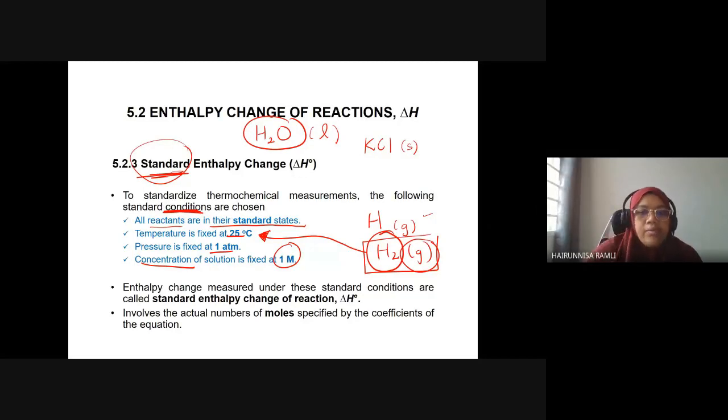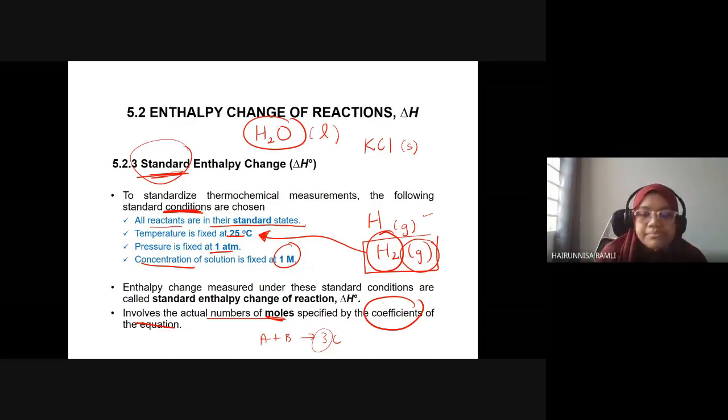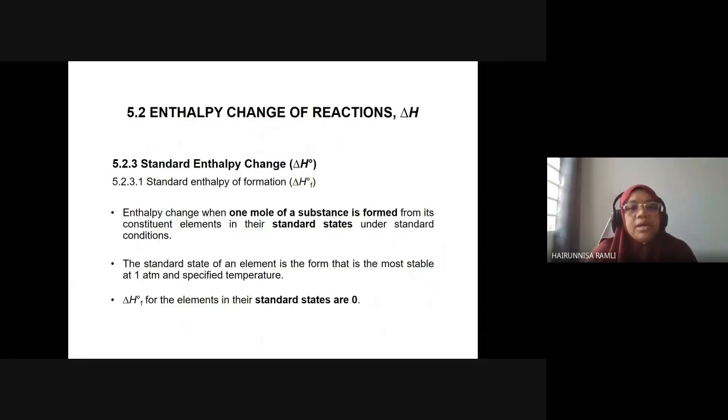Okay. And it will involve the actual number of moles specified by the coefficient in the equation. Oh, so coefficient of the equation. Maksudnya kalau A plus B produce 3C for example, so this 3 kita assume itulah number of mole dia. Okay. So, standard enthalpy ada yang you perlu tahulah. As for now, ada 3. Okay. Formation, standard enthalpy formation, standard enthalpy combustion, standard enthalpy neutralization.